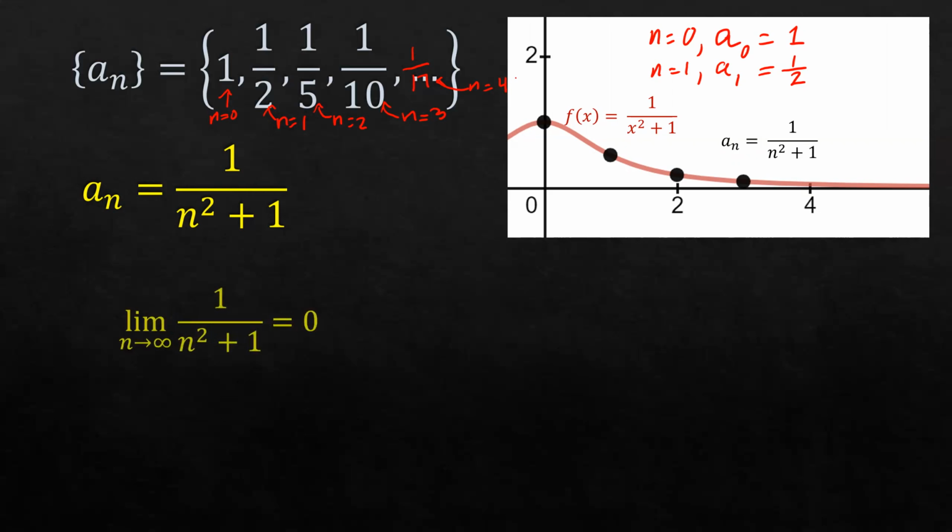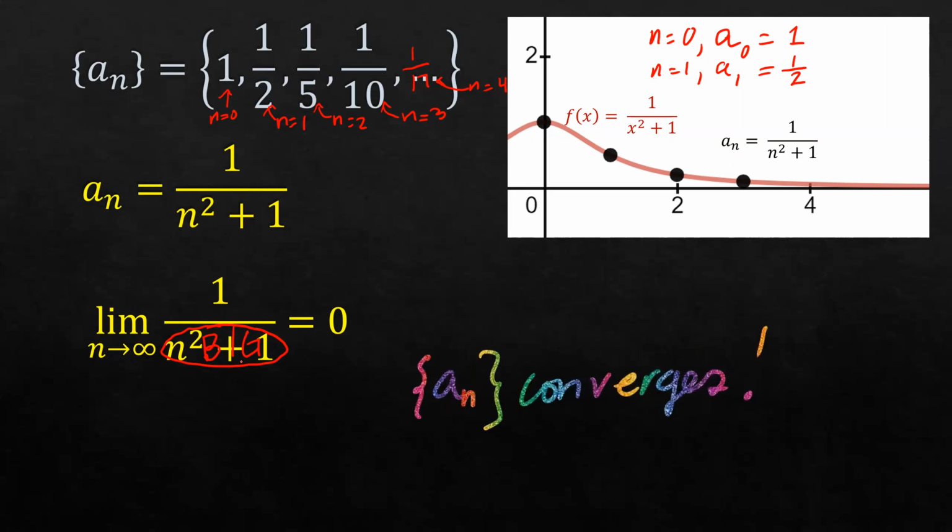So we would say, let's take the limit as n goes to infinity of 1 over n squared plus 1. And when n is going to infinity, this is a big number. So 1 over a really big number is going to approach 0, as you can see on the graph. So we will say then that the sequence a_n converges to 0 in this case.